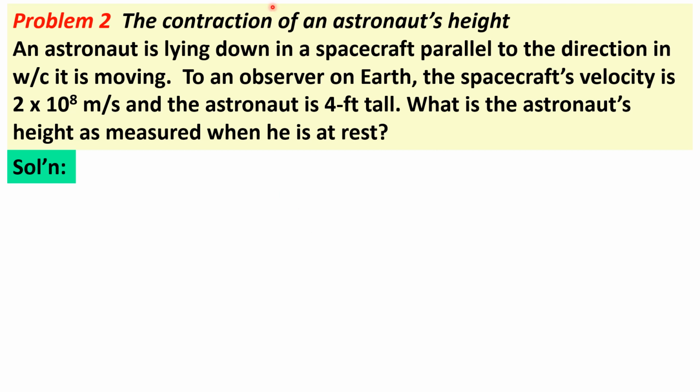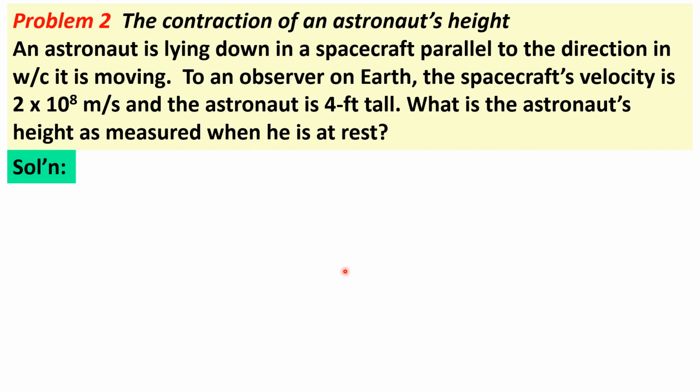A follow-up problem number 2. The contraction of an astronaut's height. An astronaut is lying down in a spacecraft parallel to the direction in which it is moving. To an observer on Earth, the spacecraft's velocity is 2 times 10 to the 8th power meters per second, and the astronaut is 4 feet tall. Question: what is the astronaut's height as measured when he is at rest?